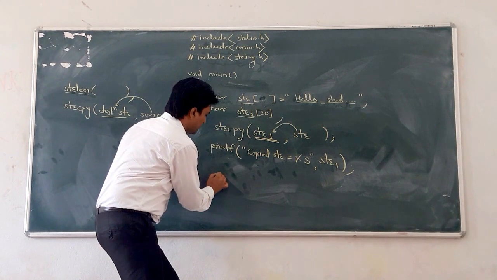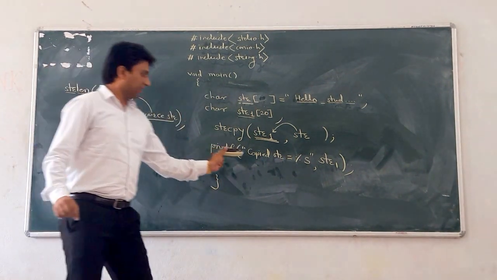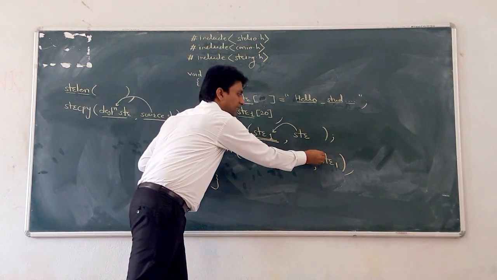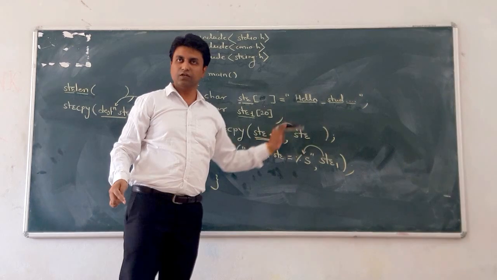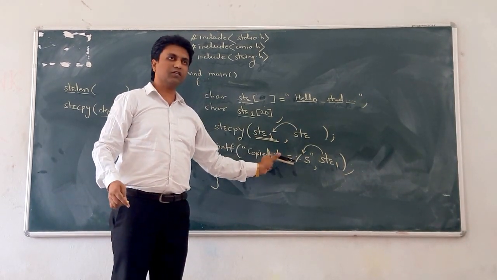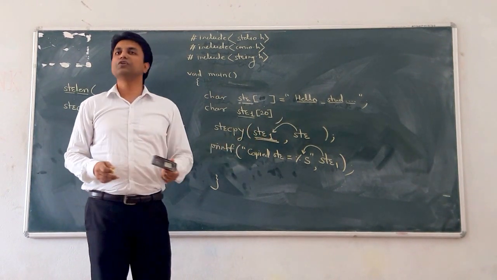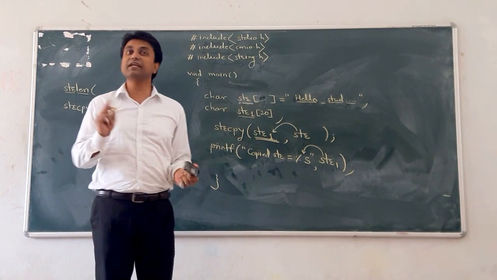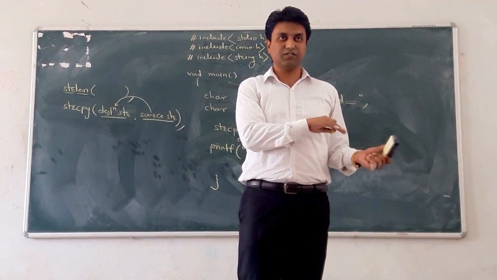And last one is the getch and main function complete. So check whether at str1, now what is the result in str1? Hello student. Okay, if it is displayed on the console, then that means source string is copied into destination string. So this is the second function for copying one string to another string.